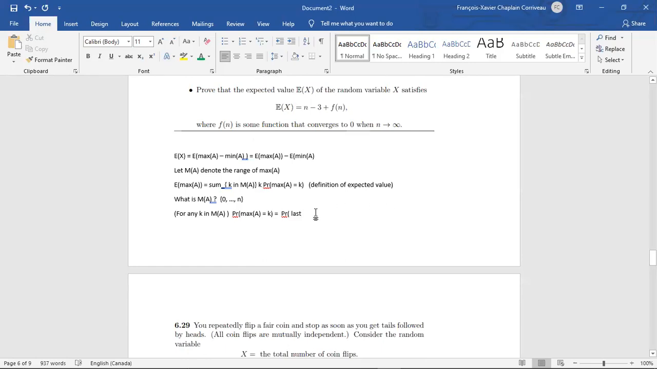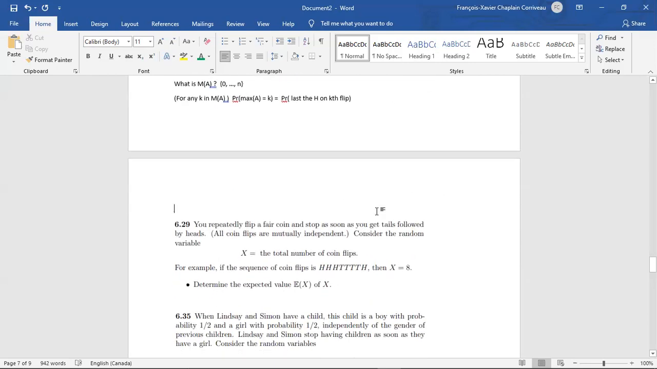So what are we dealing with? It's the probability that the last head is on the kth flip. If you want to make a drawing, you have something like this. You have a bunch of flips before. Then at flip k, I got a head, because that's my maximum, so that maximum needs to be in my set. And then afterwards, I got a bunch of tails.